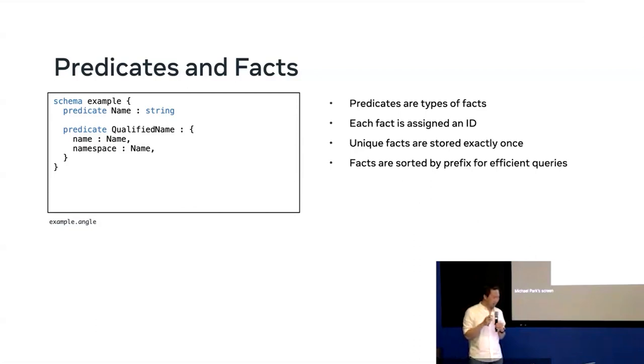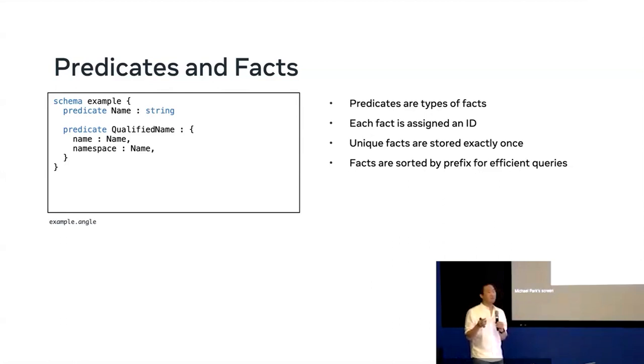Okay, so predicates are types of facts. I already said that. Each fact is assigned an ID. Unique facts are stored exactly once. And so what that means is we're going to deduplicate any fact that we see multiple times. And why is this important? We're going to have a farm of indexers, a bunch of machines, right? Indexing C++. It's going to come across the same entities over and over and over again.